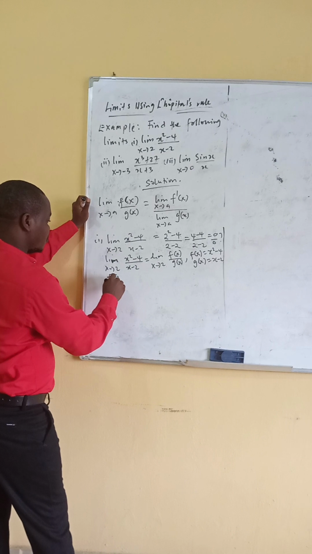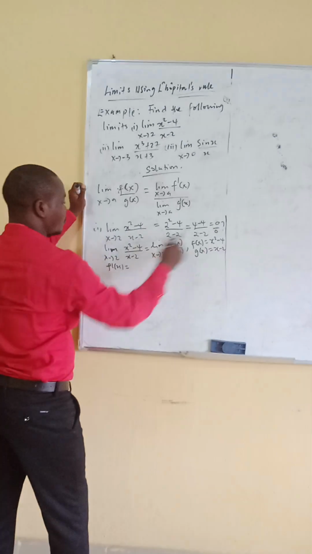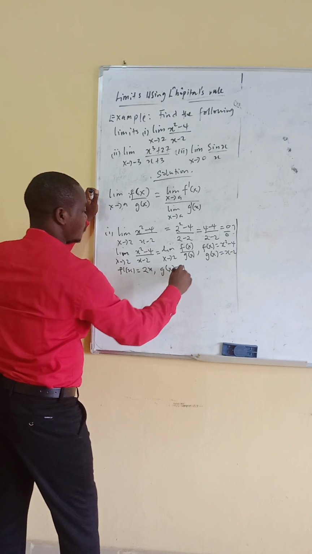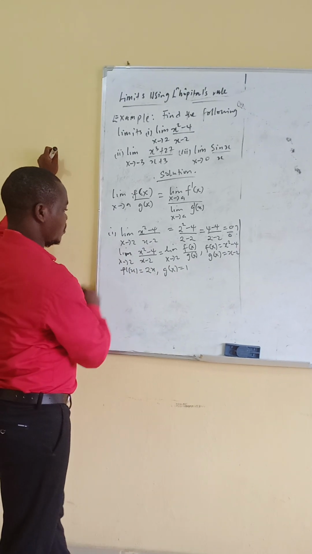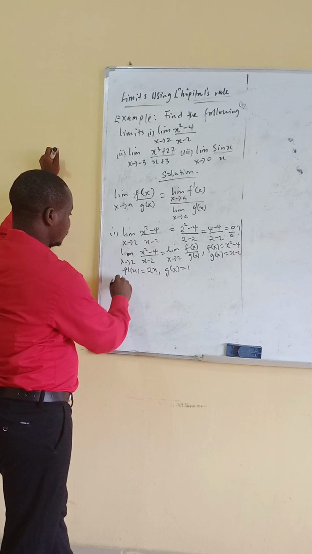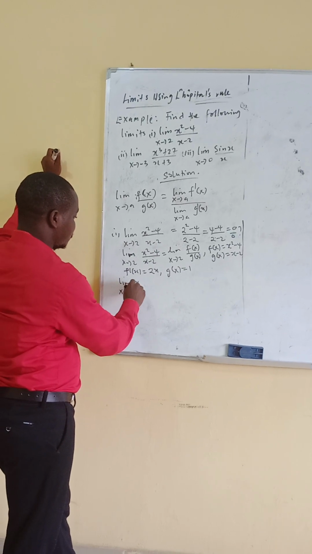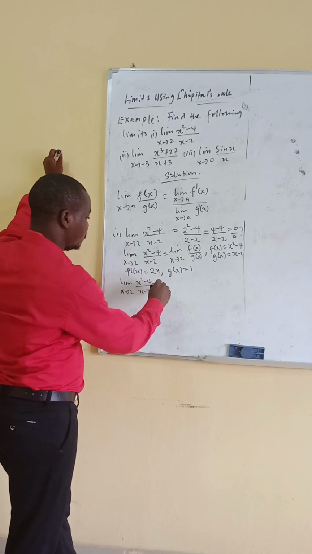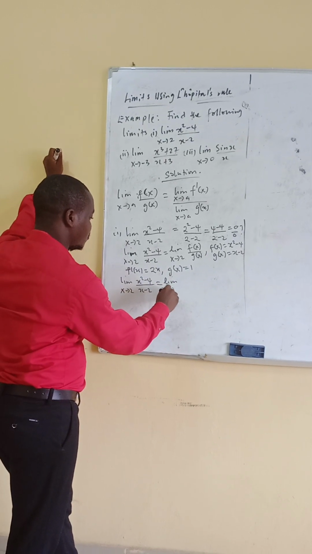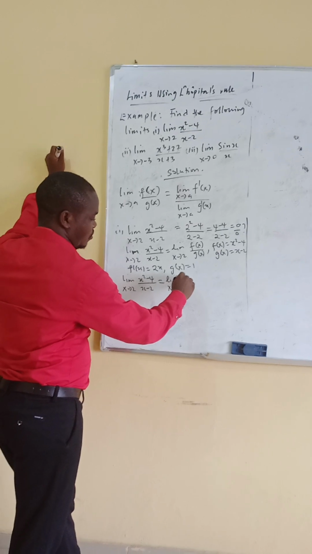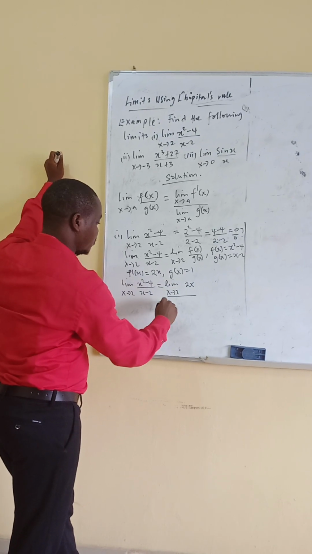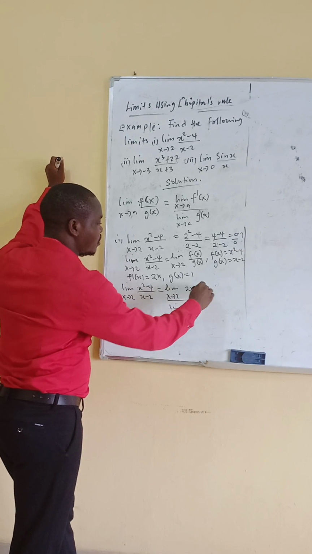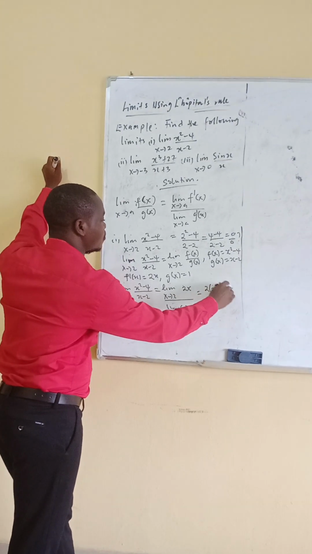Now f prime of x is equal to, differentiating this will give us 2x, differentiating this will give us 1. So I will now say that the limit of x tending to 2 of x squared minus 4 over x minus 2 is the same thing as the limit x tending to 2 of 2x divided by the limit x tending to 2 of 1. That gives us 2 times 2, which is equal to 4.